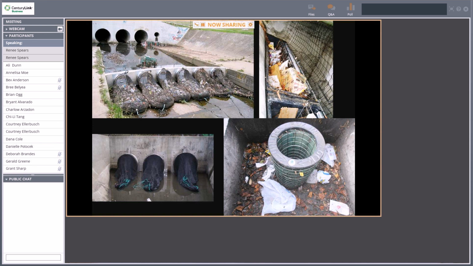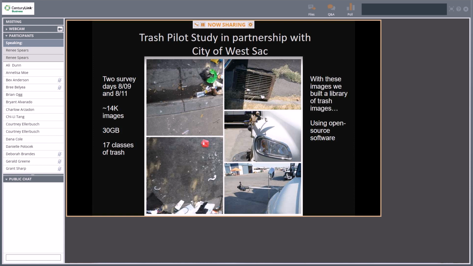We approached the city of West Sacramento, and they agreed to mount our GoPro camera to one of their street sweepers. In the lower right image, I hope you can see my mouse, but this is our GoPro camera, and it's pointed directly at the ground, collecting images like the image you see on the bottom left and top left, as well as the top right.